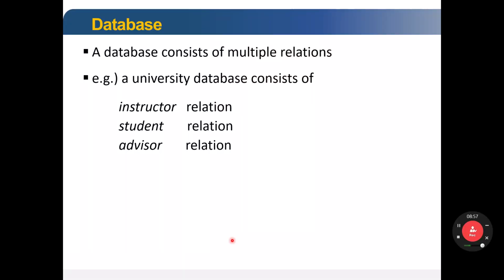Okay, so now we know what relations are. And a database is a set of relations. So suppose that you model the instructor relation, student relation, advisor relation, and so on. And a set of these relations forms a database.